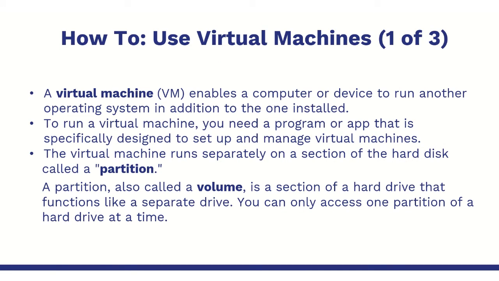In order to run a virtual machine, therefore, you need a program. Like I showed you, I am using the VirtualBox. The virtual machine runs separately on a section of the hard disk called a partition. A partition, also named a volume, is a section of a hard drive that functions like a separate drive. You can only access one partition of a hard drive at a time.